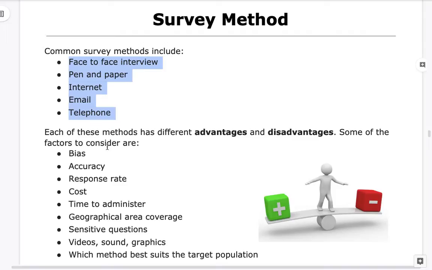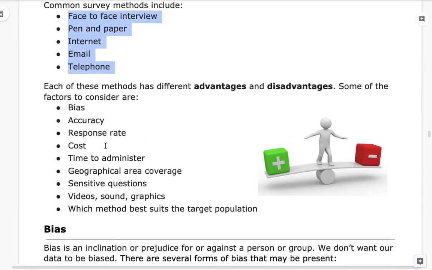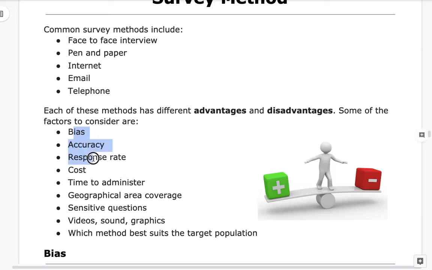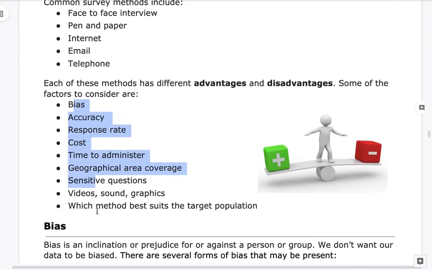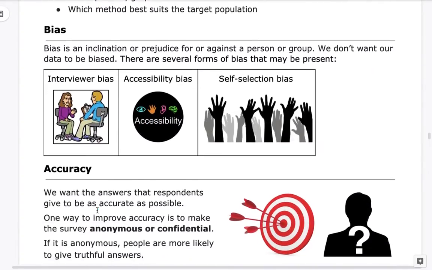And when we're looking at a report, we want to look at what method they used and what are the advantages or disadvantages of that particular method that they have selected. So here are some things that we will consider. Things like bias, accuracy, response rate, the cost, the administration time, how much ground it covers, area, sensitive questions, and more. So let's have a look.